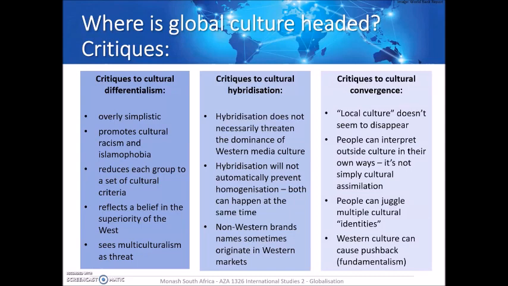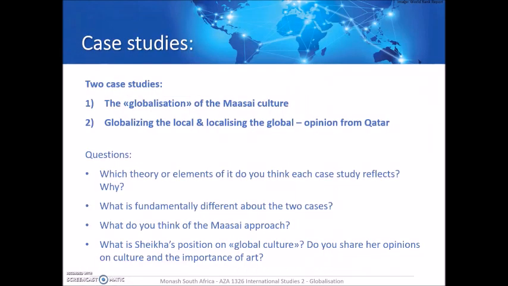And a big critique is also that many people can and are juggling multiple cultural identities, and increasingly you have people that have multiple cultural backgrounds. And also a last critique is that Western culture can cause pushback, so that it has actually made other cultures grow stronger, sort of. Which links back a little bit to Huntington, right, and his idea of the clash of civilizations.